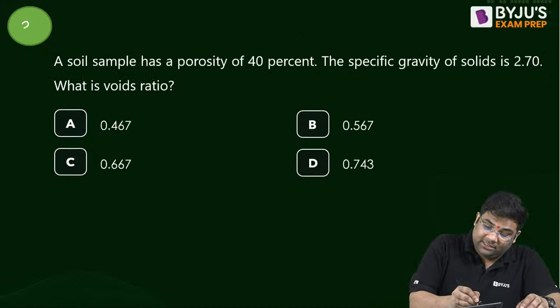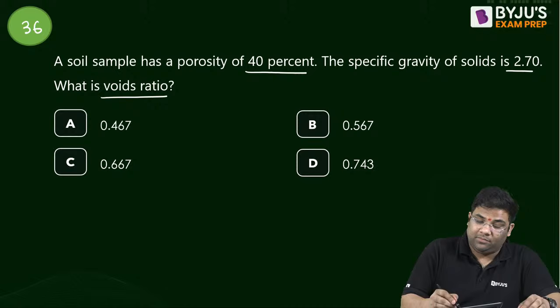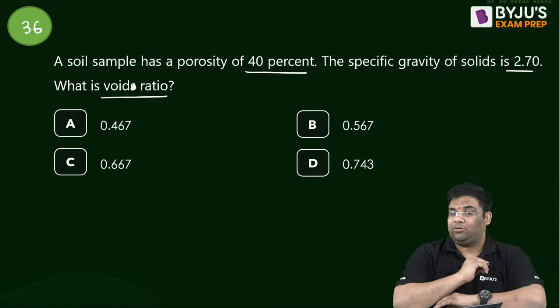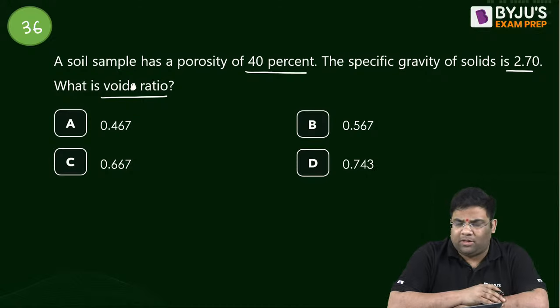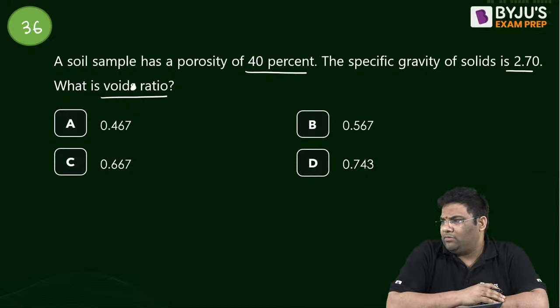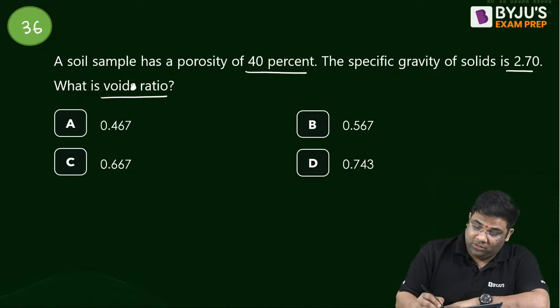Question number 36. Porosity is given 40%, specific gravity is given. Find out the void ratio. Please answer this question, very straightforward. Fatapat. We are going very fast. Very good. 42 minutes, 35 questions. Yes, we are discussing also, right? So you can see that we can solve these questions very fast if you know the answers very nicely. So therefore, attend the sessions. Answer is 0.667. Yes, very good.